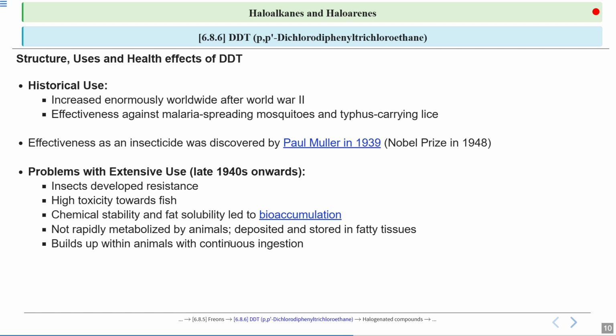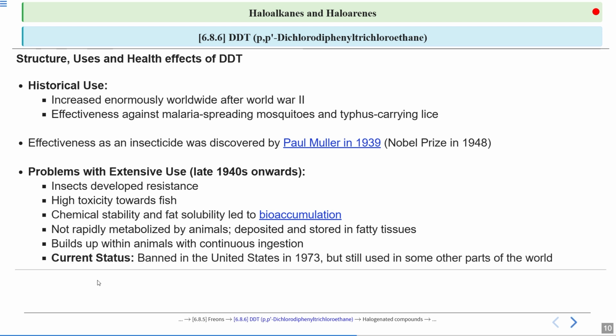It builds up within the animal with continuous ingestion. So if the rate of the intake of this DDT is increasing or exceeding the rate of breaking down or eliminating the fats or molecules in the animal, if this condition happens, then in the animals it will build up with the continuous ingestion. And this condition will lead to bioaccumulation.